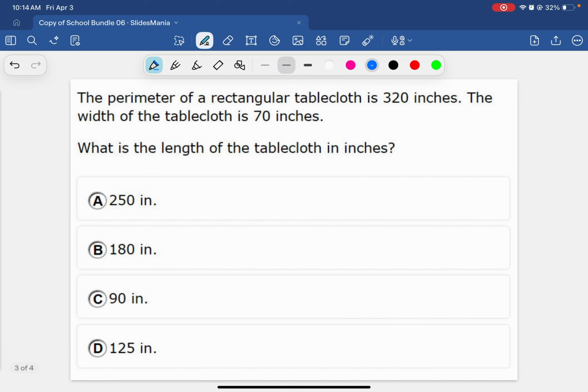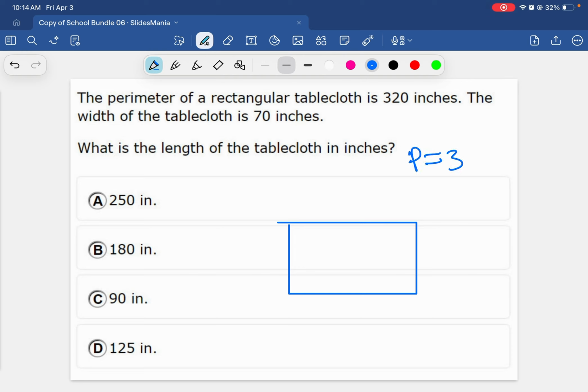All right, so for the next one, it says the perimeter of a rectangular tablecloth is 320 inches. The width of the tablecloth is 70 inches. What is the length of the tablecloth in inches? So once again, we're going to draw pictures. And so we already know that the perimeter is 320. We know the width is 70. And if the width is 70 on one side, this width is 70 on the other side. We're talking inches. So you would add those up, end up with 140.